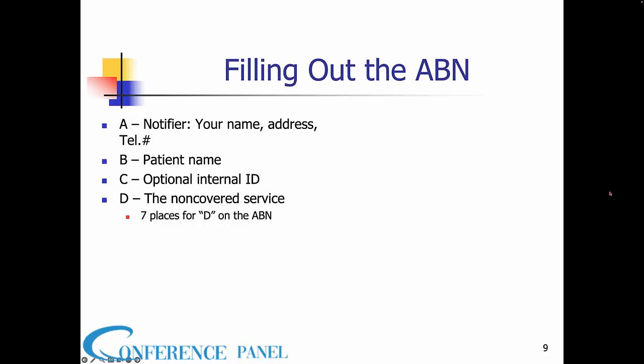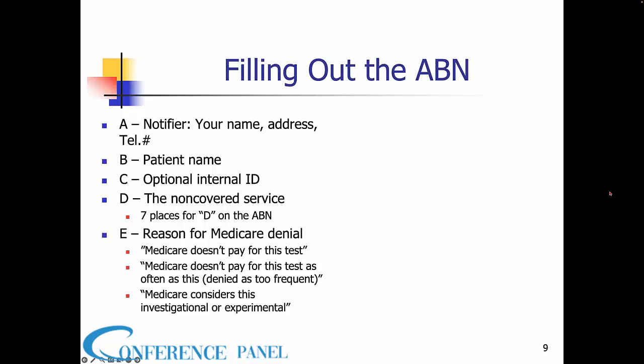So let's just say the non-covered service was anesthesia. So you're going to be putting in anesthesia all over the place on the ABN form. E, what's the reason that you think that Medicare is going to deny this? All right, field F. Okay, this is your estimate. You have to estimate how much it's going to cost.